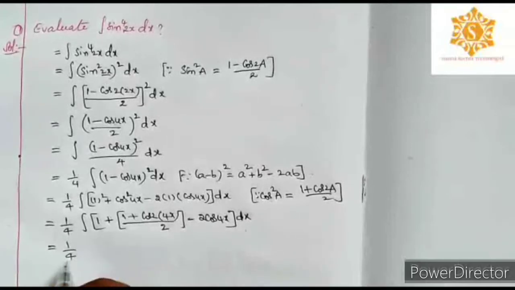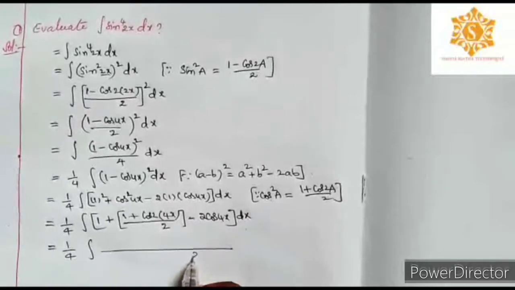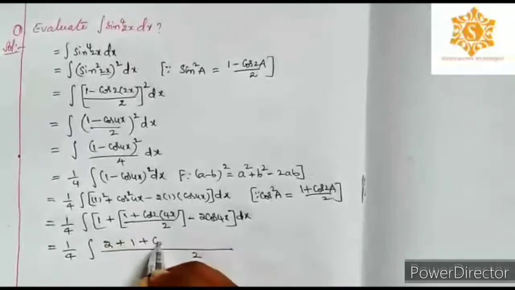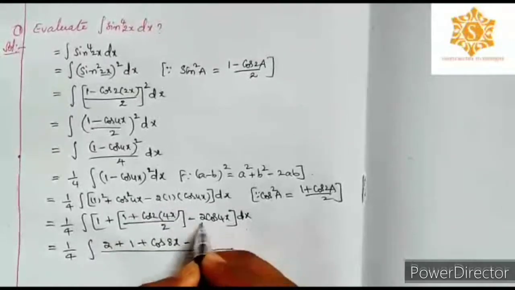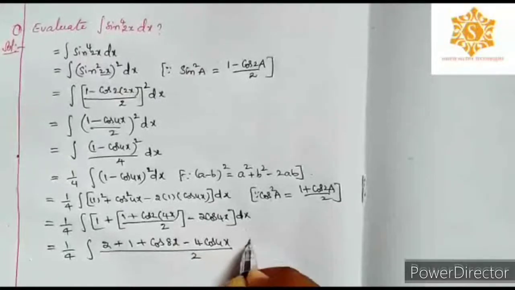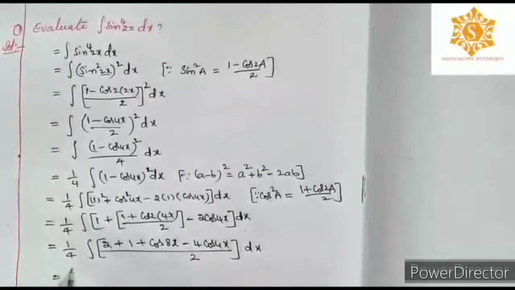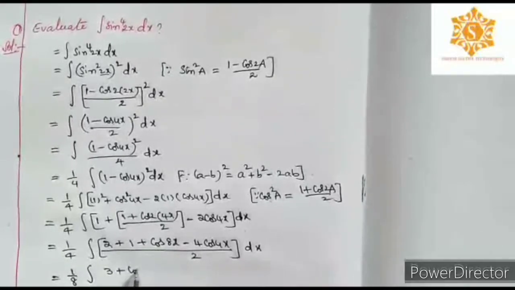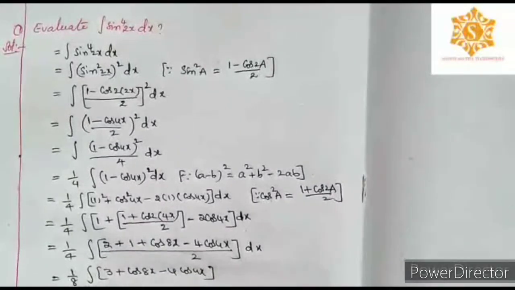That equals to 1 by 4 into integration of, take LCM, here we get 2, 1 is 2 plus 1 plus cos 2 into 4x, that is 8x, minus 2 into 2 cos 4x, that is 4 cos 4x into dx. So here 1 by 4 into 1 by 2, that is 1 by 8 into integration of 2 plus 1 value 3 plus cos 8x minus 4 cos 4x into dx.